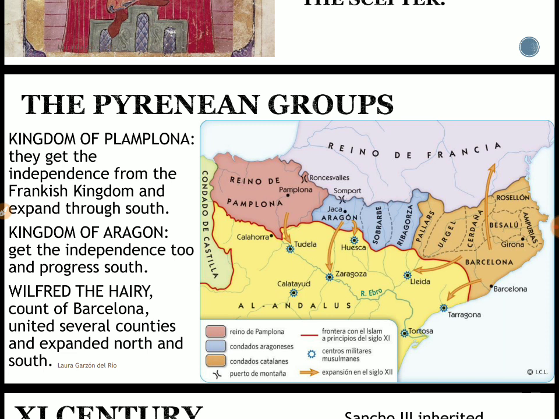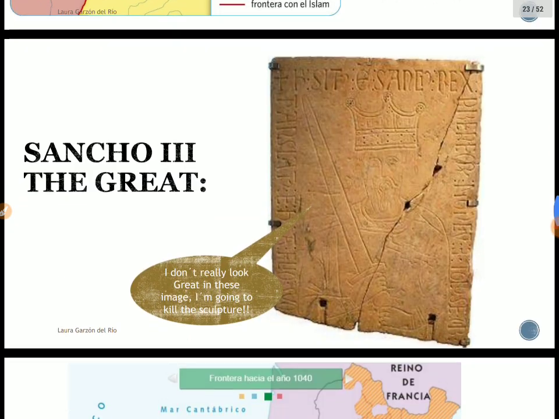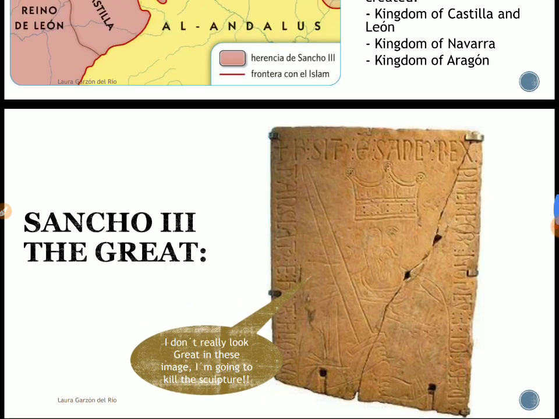And one important thing is that these three new counties or kingdoms are going to start the expansion through the south in the 11th and 12th centuries. One very important figure in the 11th century is called Sancho III the Great. You can see an image here.